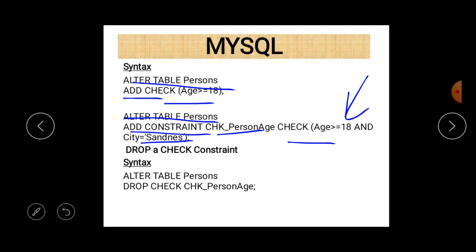We have to remember the name of the constraint, and the name of the constraint is CHK underscore person age. So just write alter table person drop check CHK underscore person age. So drop check CHK underscore person age. After that, the constraint CHK underscore person age will be deleted.